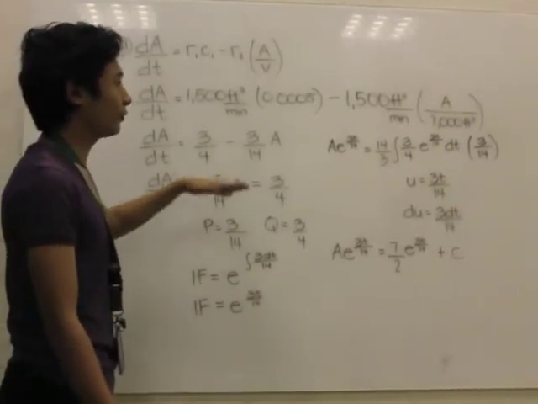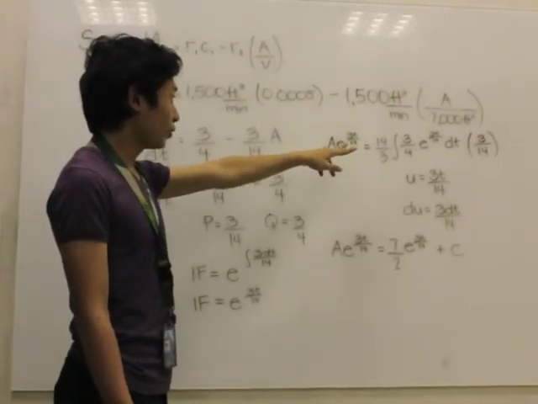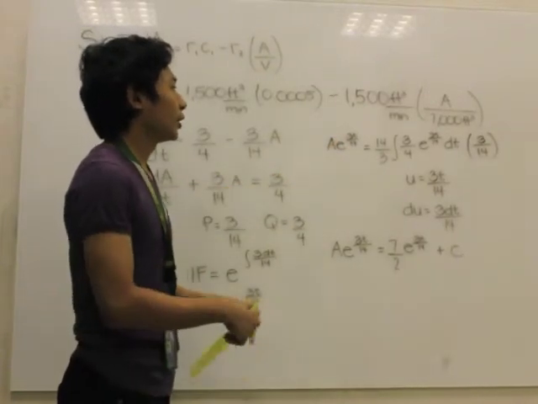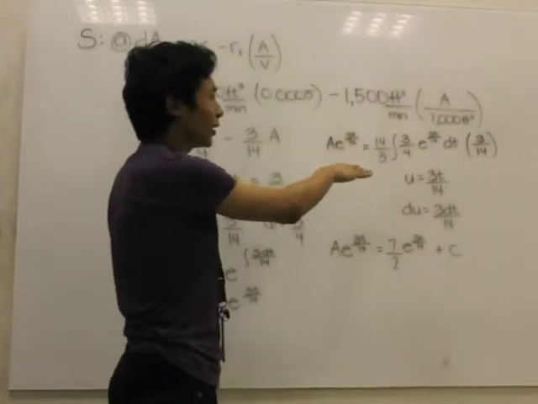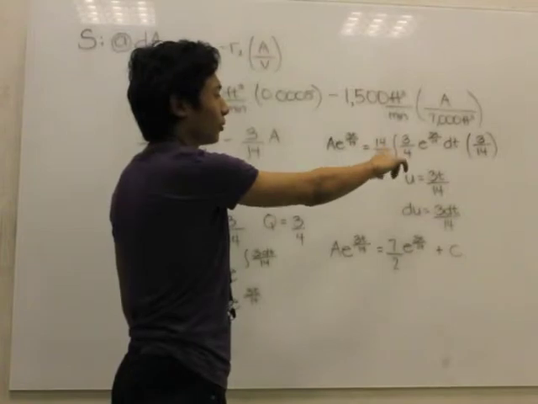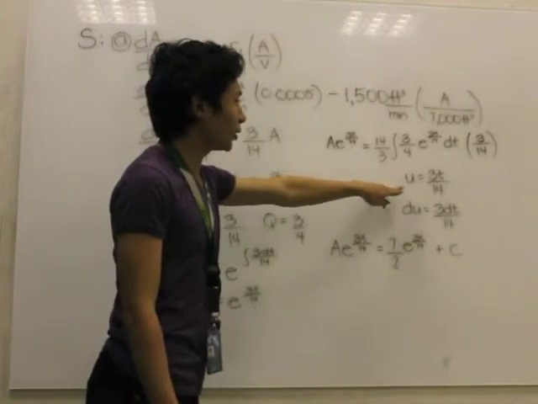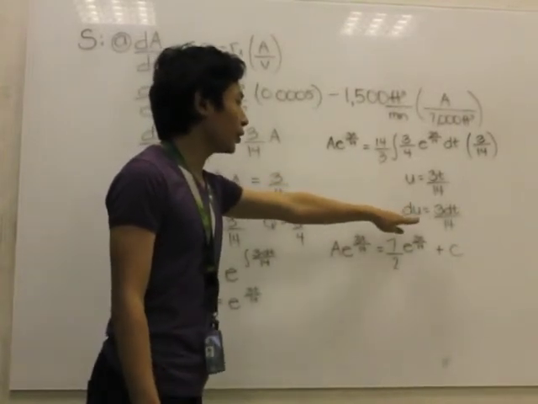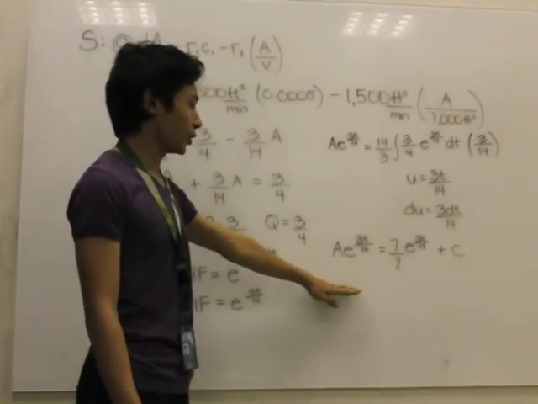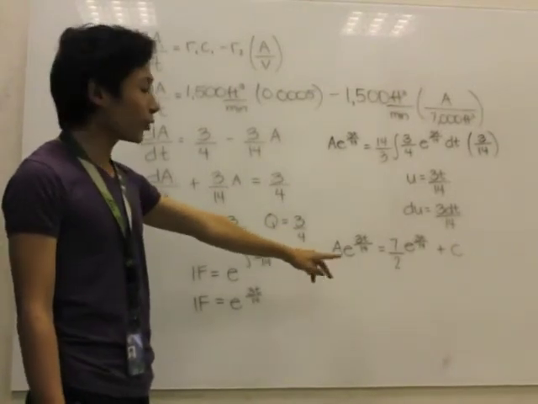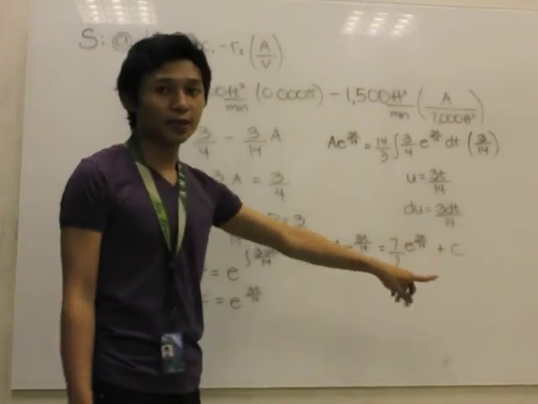Given this, we'll have this equation right here. A times e raised to 3t over 14 equals 14 over 3 integral of 3 over 4 e raised to 3t over 14 dt times 3 over 14. Let u be equal to 3t over 14 and du will be 3 dt over 14. This will be the equation for our answer. A e raised to 3t over 14 equals 7 over 2 e raised to 3t over 14 plus c.